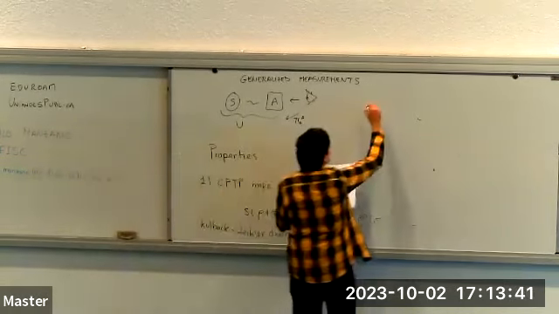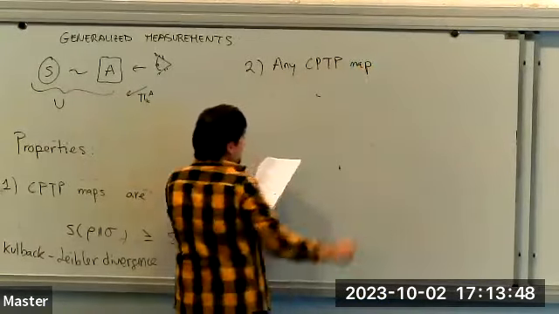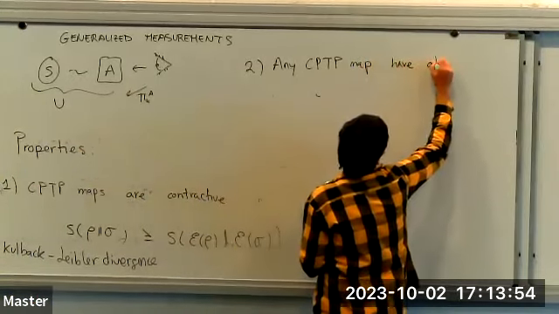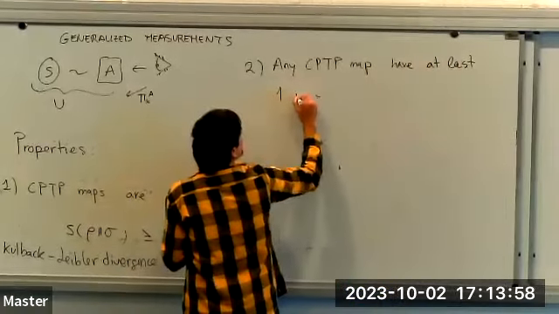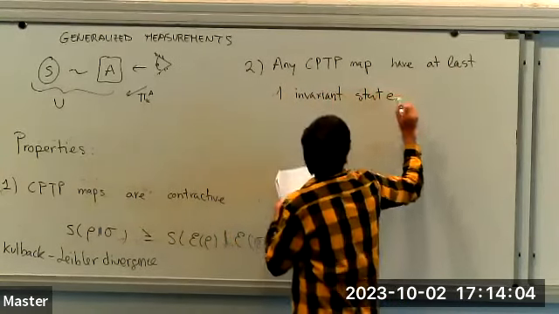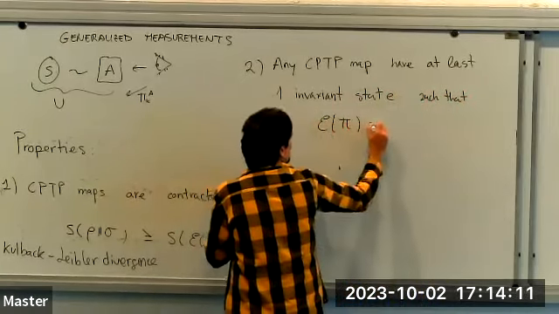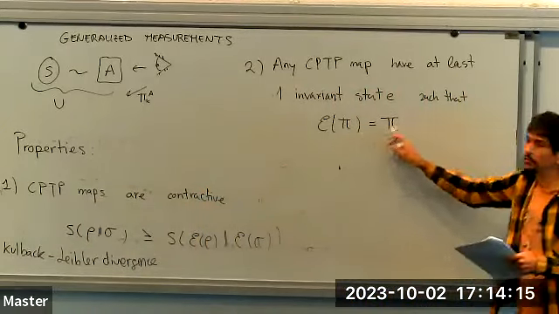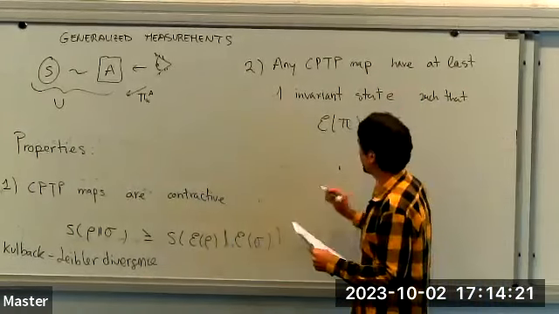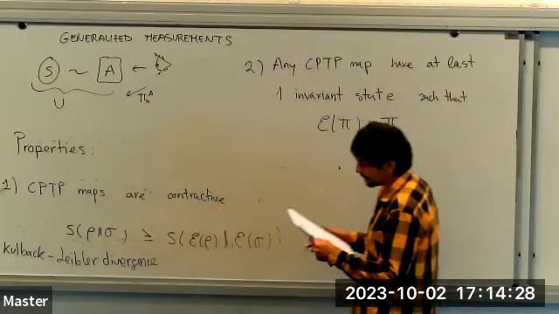So another property is that any CPTP map has at least one invariant state or fixed point. It can have more than one, but at least there is one state that verifies this. And if the map is strictly contractive, so this is just contractive, strictly contractive will be only with the inequality, then this is unique.